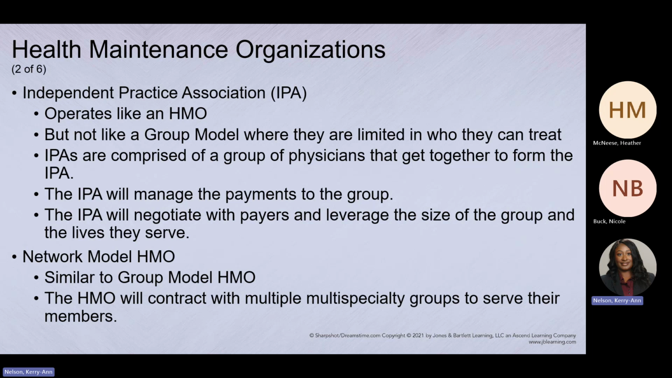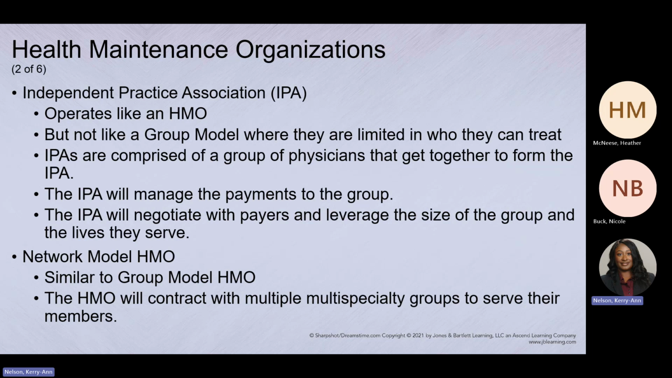So an independent practice association operates just like an HMO, but not like a group model where they're limited in who they can treat. IPAs are comprised of a group of physicians that get together to form the IPA. The IPA will manage the payments to the group. They will negotiate with payers and leverage the size of the group and the lives they serve.